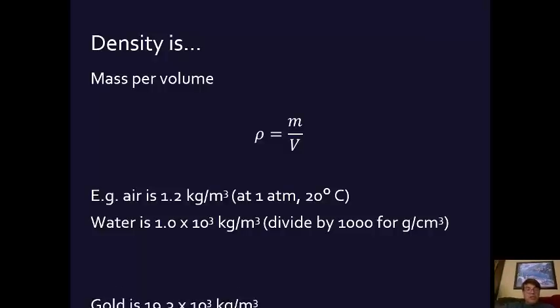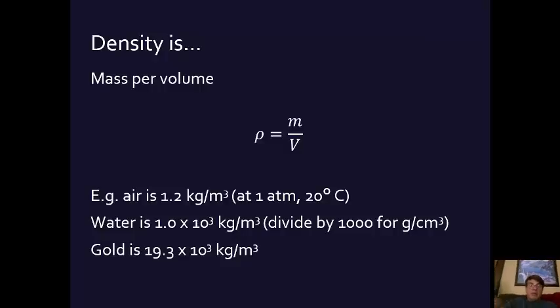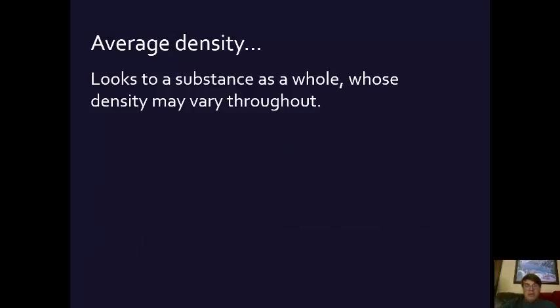Okay, gold, just to give you something to compare it with, gold is 19.3 times 10 to the third kilograms per cubic meter. And so gold is about 19 times as dense as water is. I guess osmium is the densest of all the elements. Okay, well, average density looks at the substance as a whole, its mass per volume as a whole.